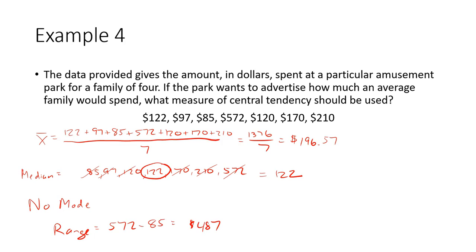So in this case, because there's an outlier, a really large value that's much larger than all of the others, this causes the mean to be much greater than most of the values in the data set. The mean is only less than this number and this number. All of the others are less than the average. So because of the presence of an outlier in this case, the median is the better measure of central tendency to use because it gives you information that's more average in the data set. Notice that 122 is a lot closer to 120, 170, 97, and 85 than 196 is. Please let me know if you have any other questions.